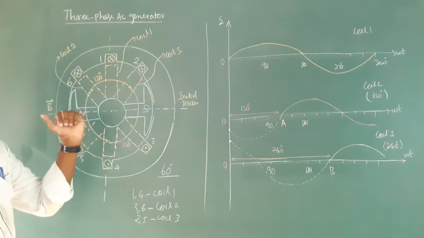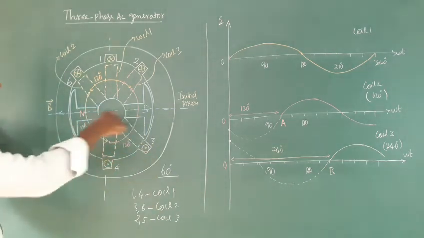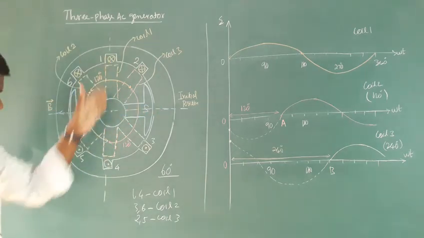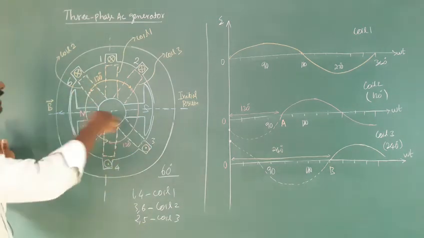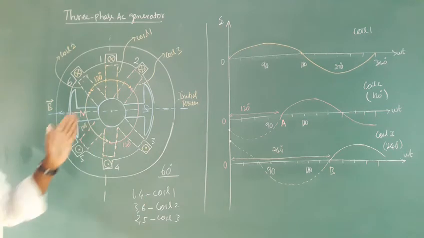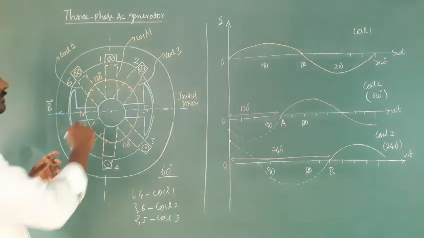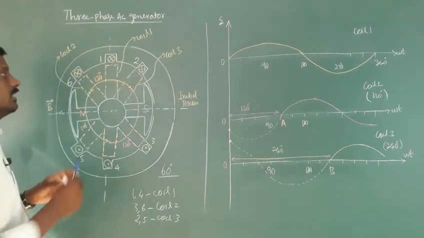Inside the stator there is a field magnet, and the field magnet is on. Initially the magnetic field is at a horizontal position, that is perpendicular to coil 1. The magnetic field rotates in the clockwise direction until it matches with coil 1.